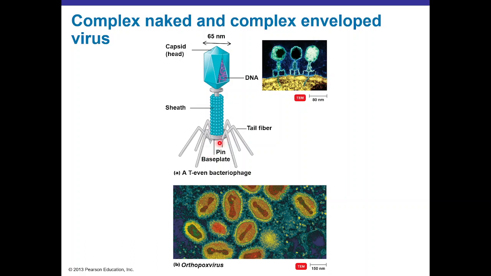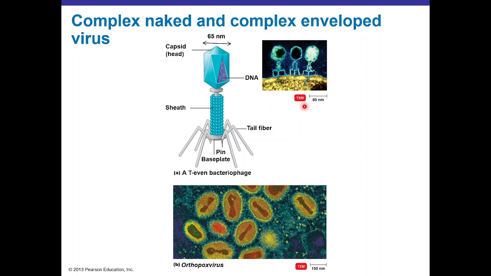And then with this pin that it has in the base plate, it will inject the DNA. What you see in yellow color in this transmission electron micrograph represents the bacteria. This is the T-even bacteriophage attaching to the surface of the bacteria and then injecting its DNA to infect the bacteria.